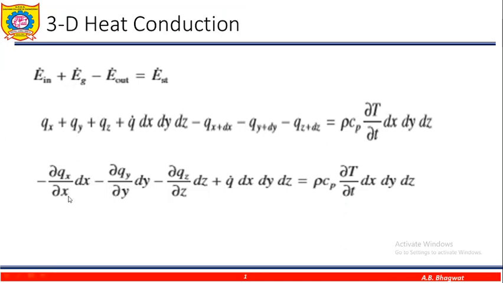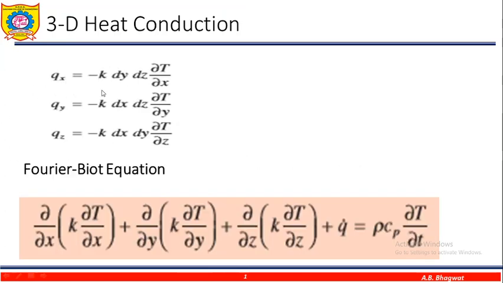Okay, so now how do I deal with these three terms? Qx plus Qy plus Qz minus Qx plus dx minus Qy plus dy minus Qz plus dz. This gives me these terms: del Qx by del x into dx, minus del Qy by del y into dy, minus del Qz by del z into dz, plus Q dot into dx dy dz. This is the energy generated inside the volume for total volume, and this term remains the same. Now how do I come to this term?